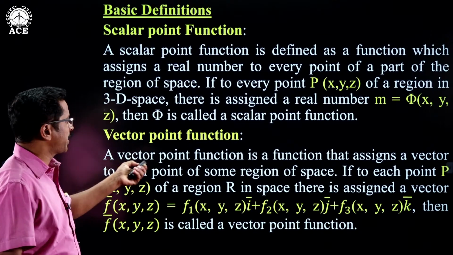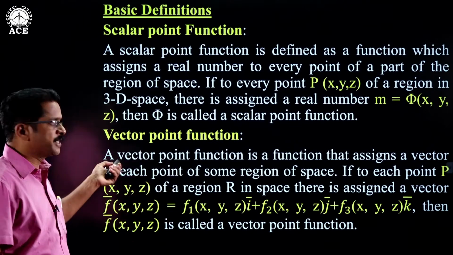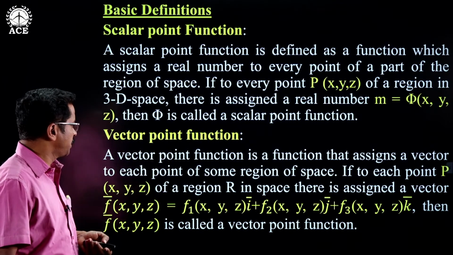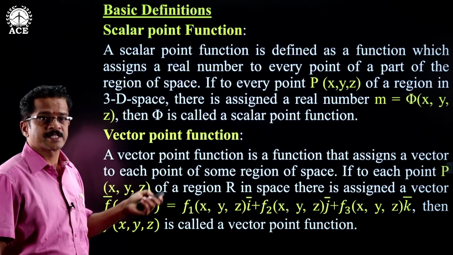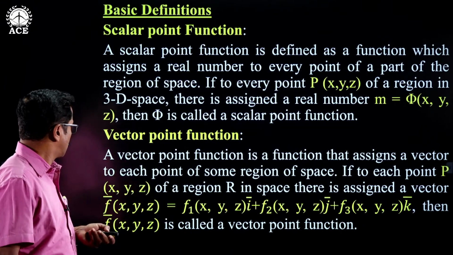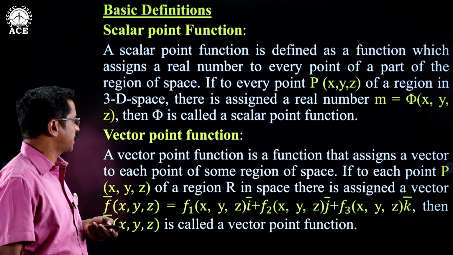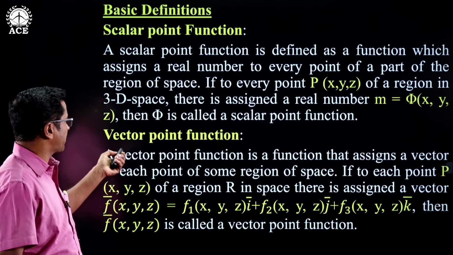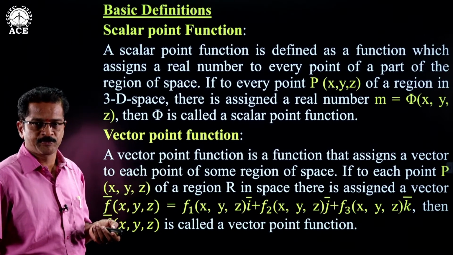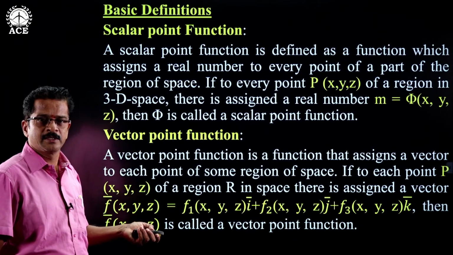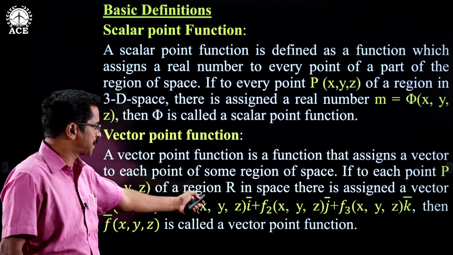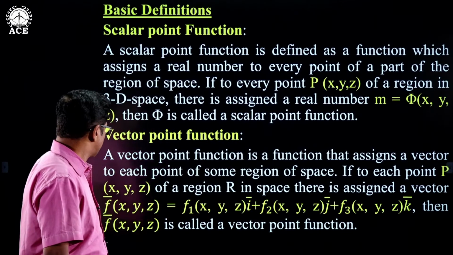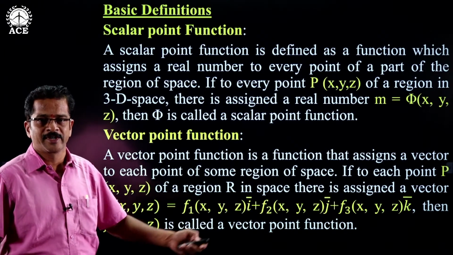Vector point function. A vector point function is a function which assigns a vector to each point of some region of space. So if to each point P of a region of space there is assigned a vector a bar, that is a bar of x, y, z equals f1 of x, y, z i bar plus f2 of x, y, z j bar plus f3 of x, y, z k bar, then a bar of x, y, z is called a vector point function.